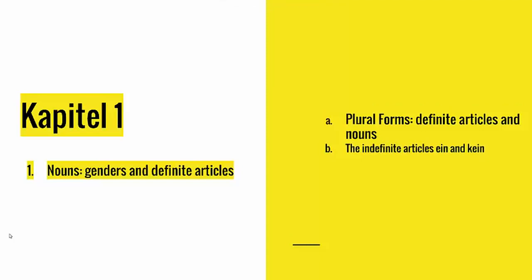Okay, so today what we're going to cover is nouns specifically and their genders and definite articles for those, which are the genders in this case for subject. And then I'm going to talk to you about the plural forms, so definite articles and nouns in plural and how to read those in your book. And then we're going to talk about the indefinite articles ein and kein and how they relate to gender.